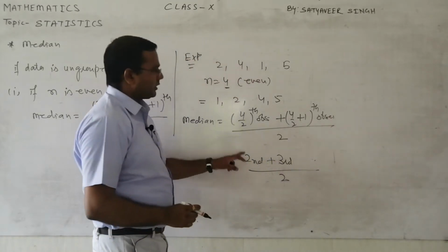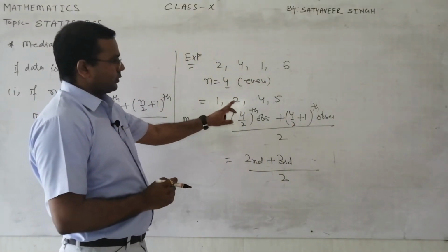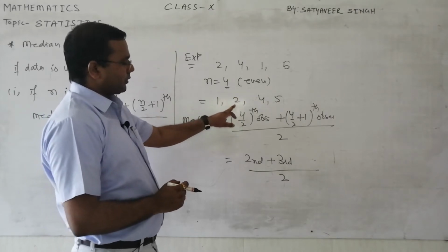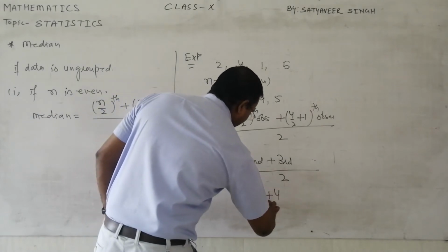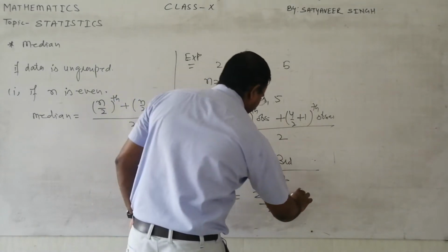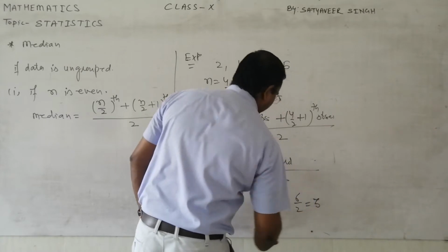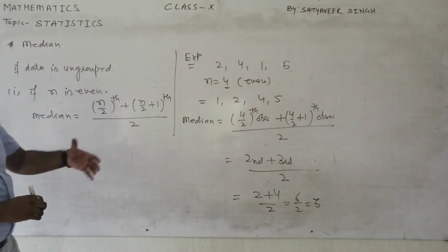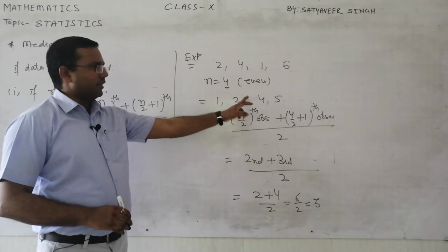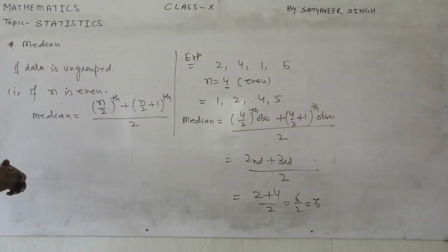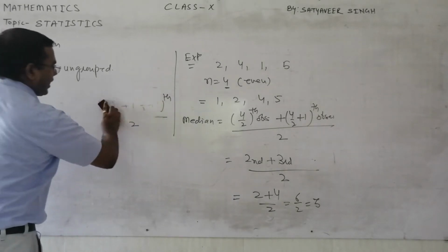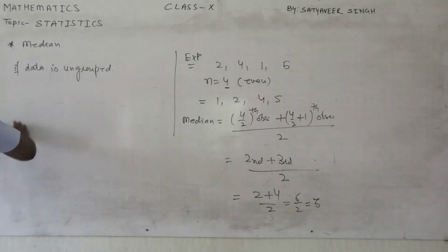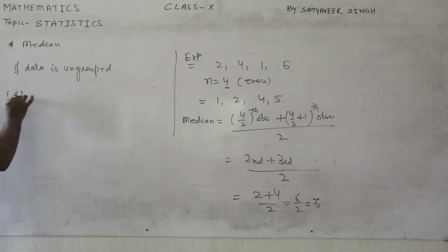So second observation from where? From here you will see it is 2 only. The value of the second observation is 2. Third observation is 4. So you can write it is 2 plus 4 upon 2. You can say it is 6 upon 2. It is 3. So 3 is the median, obviously, because you will see there is a number lying between 2 and 4, that is 3 only. So this is 1.